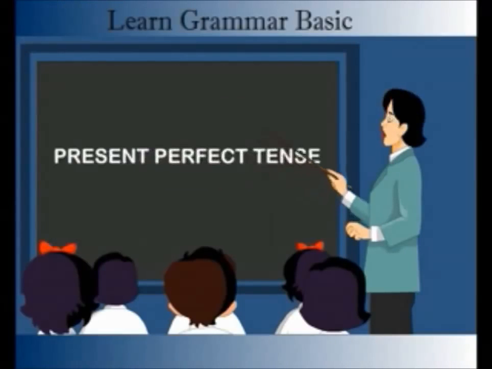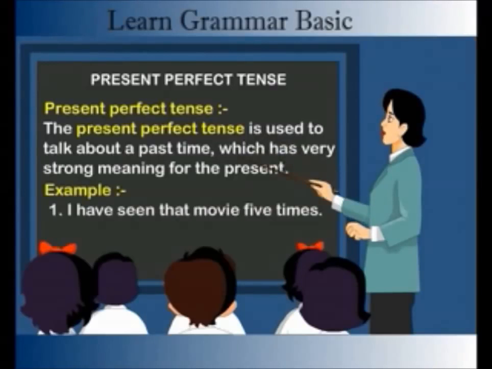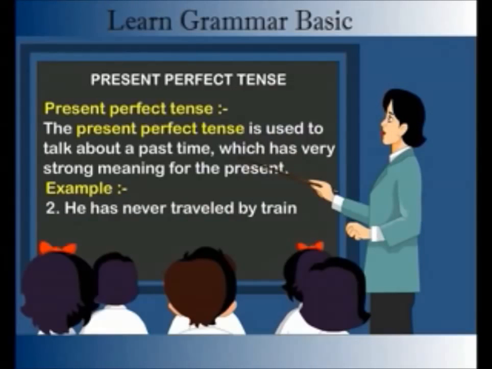Present perfect tense. The present perfect tense is used to talk about a past time, which has very strong meaning for the present. Example 1. I have seen that movie 5 times. 2. He has never travelled by train.